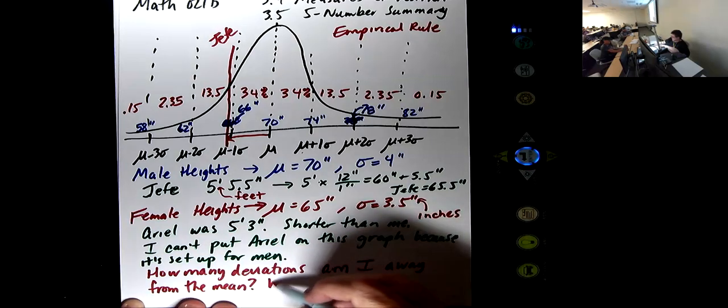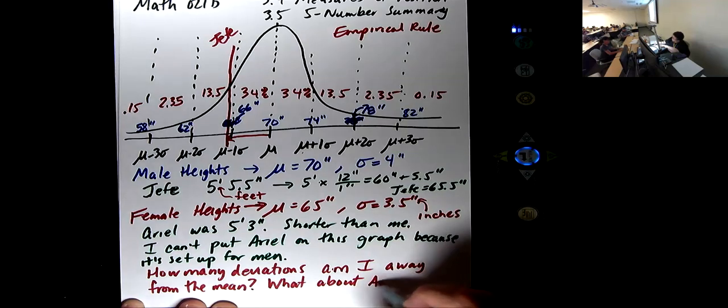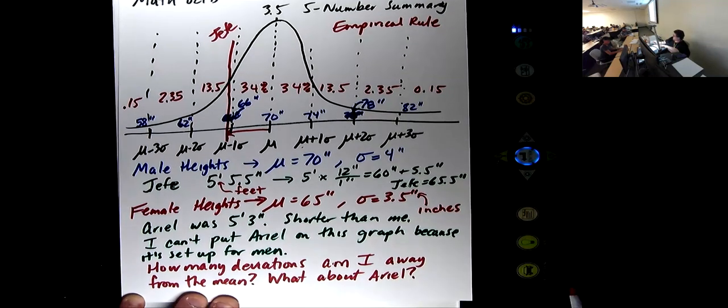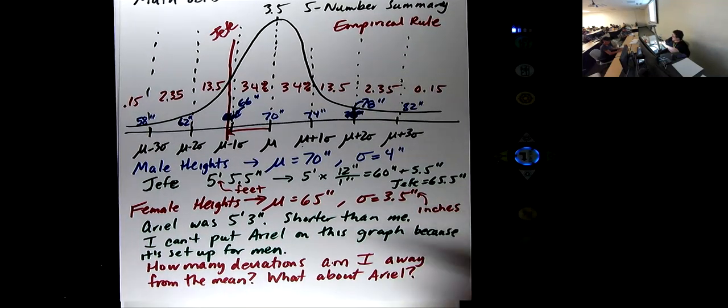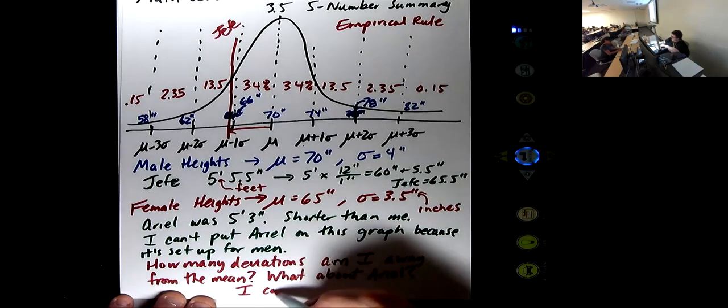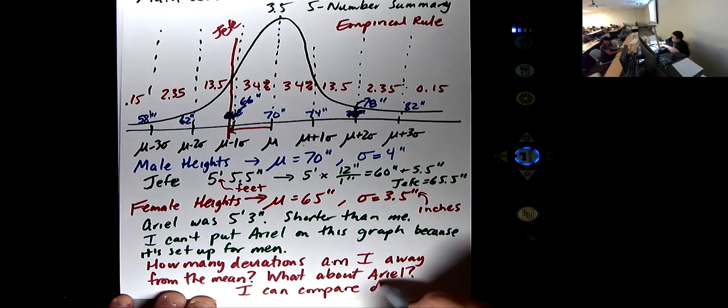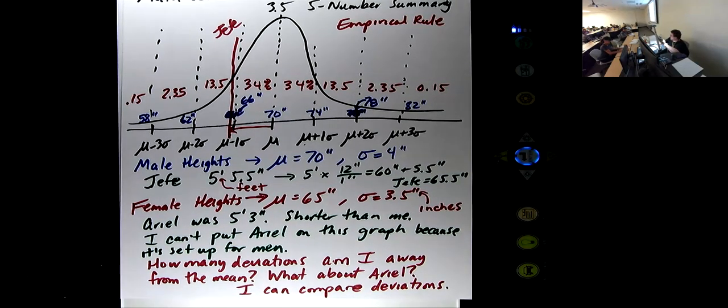What about Ariel? If I get both of our values in terms of number of deviations, I can compare deviations. So this is where I'm going with, like, 3.4.